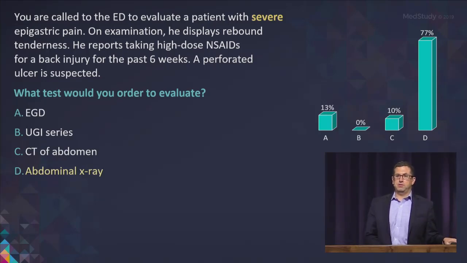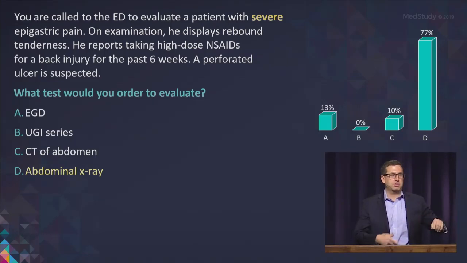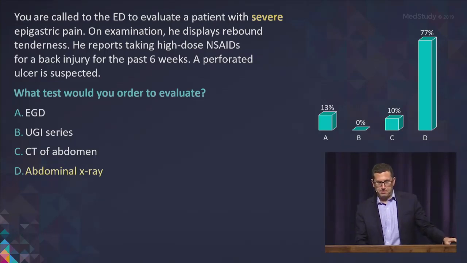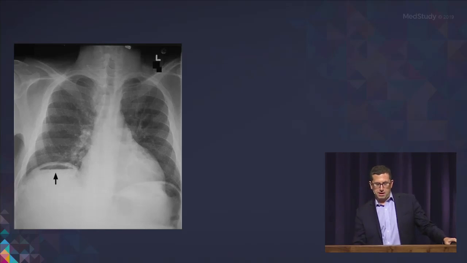EGD would not be a good idea if you suspect a perforation because you could blow air through there and make things worse. Because the EGD scope has kind of air and water that comes out the tip, and that could go into the peritoneal cavity, so you wouldn't want to do that. So here's an X-ray showing free air under the diaphragm. So that's a key tip-off that there's been a perforation.